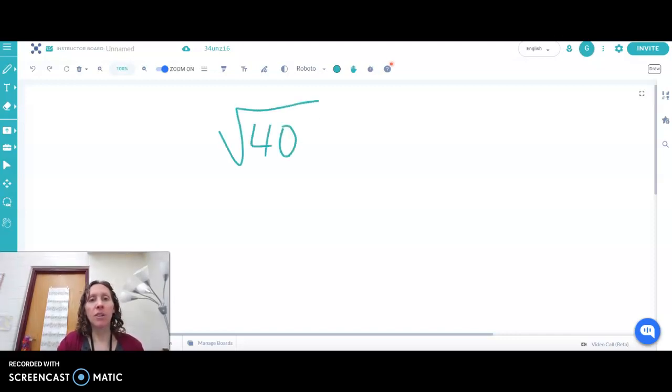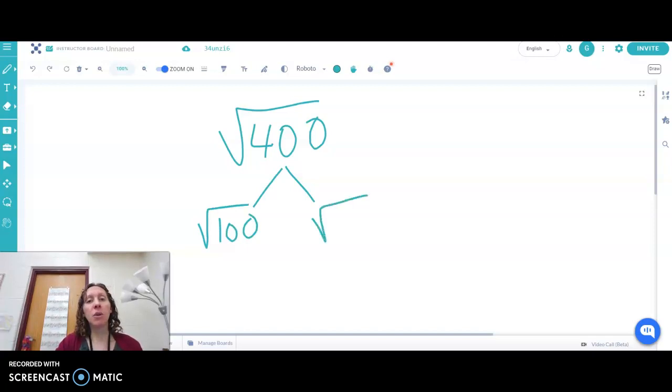Square root of 400. All right, I'm going to break that up into the square root of 100 and the square root of 4, because 100 times 4 is 400. But the square root of 100 is a perfect square, and the answer to that would be 10. And the square root of 4 is 2. So 10 times 2 is 20.